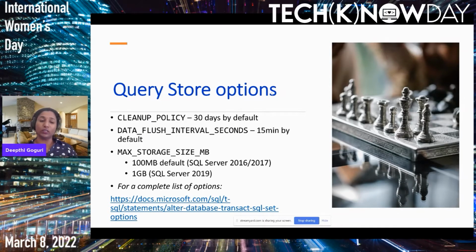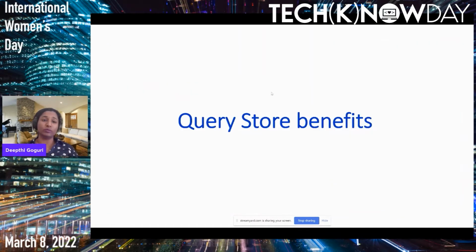The maximum storage size is 100 MB by default for SQL Server 2016 and 2017, but it is 1 GB for 2019. Again, you can change these defaults. For the complete list of options, see the doc down below. But we are also going to talk about them in our demo.